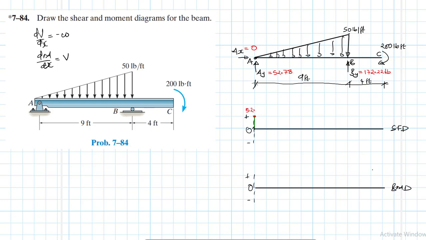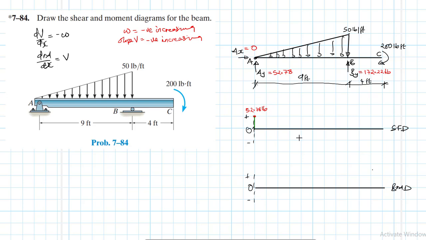So we have indicated our first shear at A, which is a positive value going up, 52.78 pounds. Then we are going to have another value at B, but between A and B we have this triangular distributed load, and we know that this load is negative and increasing. If this is the case, then our slope for the shear will also be negative and increasing, right?